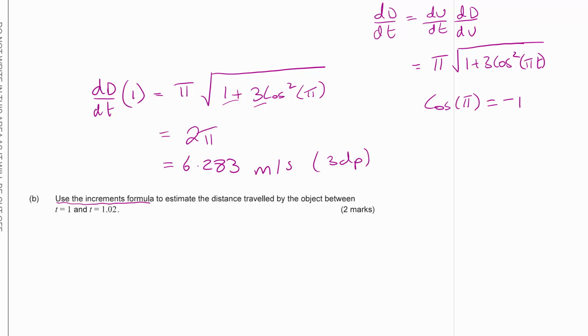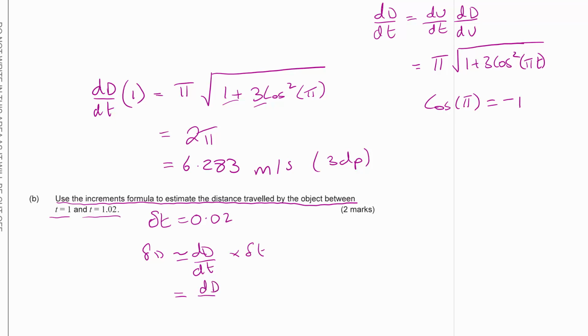Use the increments formula to estimate the distance travelled by the object between t equals 1 and t equals 1.02. So delta t here is 0.02. We're after delta d, which is going to be approximately dd/dt times delta t, and so that is going to be dd/dt at 1, which is the answer to the first part of the question, times 0.02.